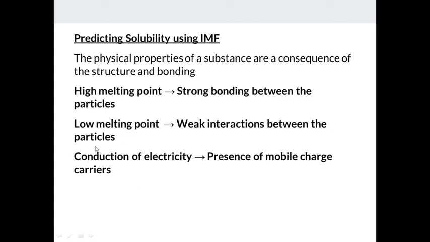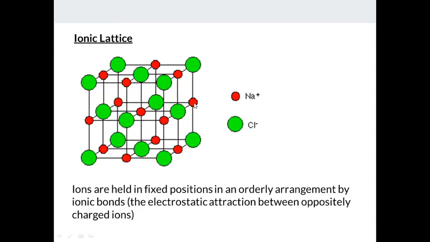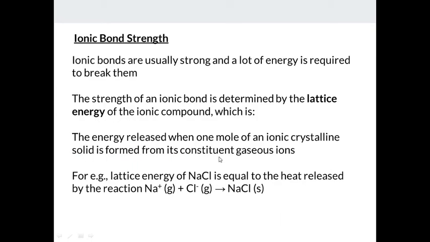Ability to conduct electricity means the presence of mobile charge carriers. So let us take a look at the ionic lattice. Ions are held in fixed position in an orderly arrangement by ionic bonds, right? Which is basically the electrostatic attraction between oppositely charged ions. So ionic bonds are usually strong and a lot of energy is required to break them.